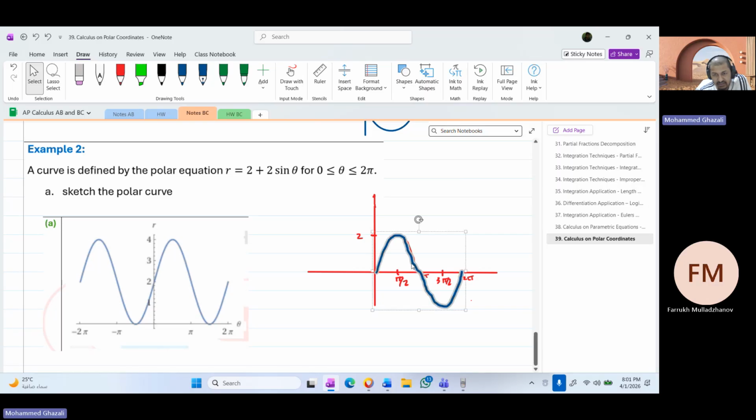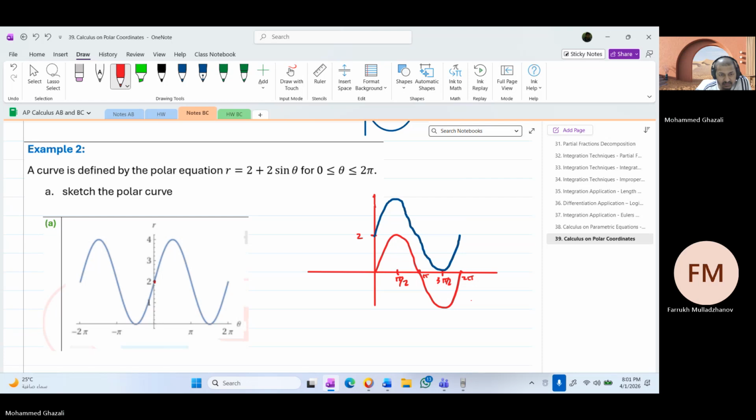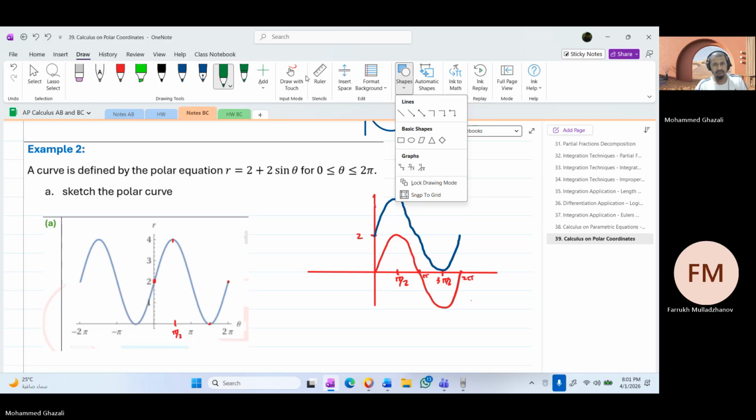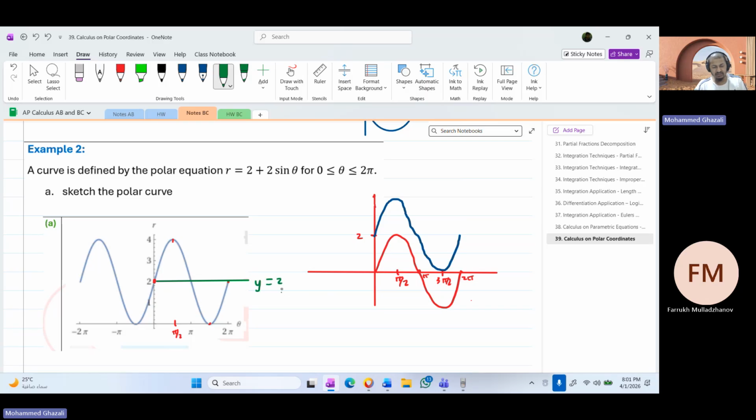So what am I doing with this curve? I'm moving it 2 units up. So now you understand how we got this curve here. Are we good? This point is occurring exactly at pi by 2, and that point there. So let's focus on the line of symmetry here. That's a line of symmetry, y is equal to 2.